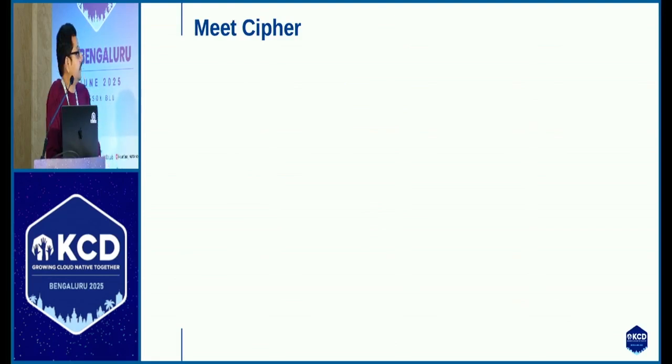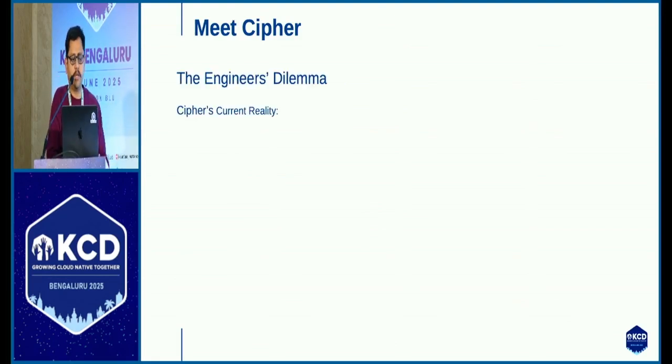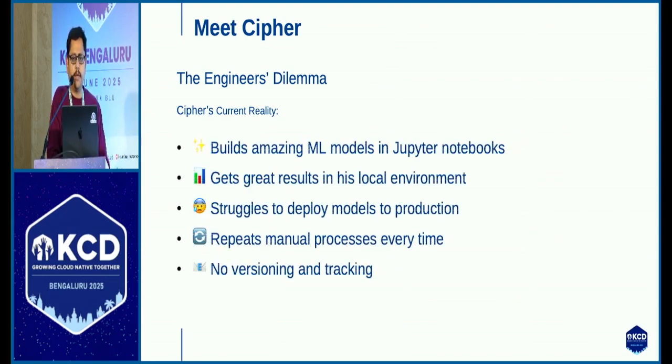So let's meet Cypher. The engineer's dilemma: Cypher's current reality. What is his day-to-day? He says ML models are amazing for the day-to-day work he does. He goes to the job and starts building. When building an ML model, he uses a local Jupyter, and says he is amazing, he can build any model, he is very good at that. He gets great results in his local environment. He has a good laptop and everything, and it works fine for him.